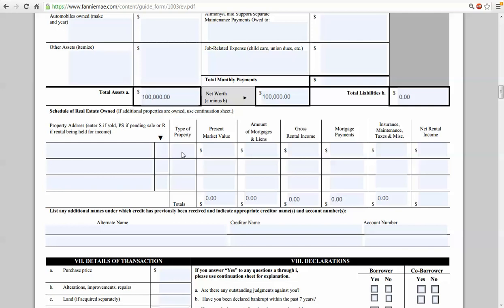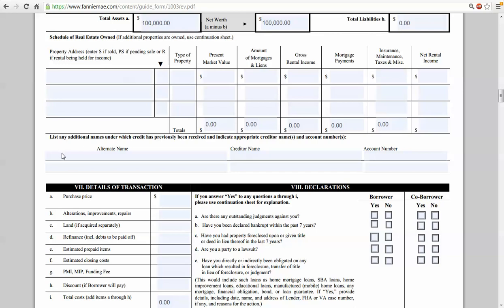Type of property, single family residence, 1 unit, or a duplex, 2 units. The current estimated value, total amount of liens against the property, the gross rental income, monthly rental income, the gross mortgage payments, the insurance, maintenance, taxes, all the expenses related to maintaining the property, and that's going to be your net rental income, and you'll do that for every property that you own.